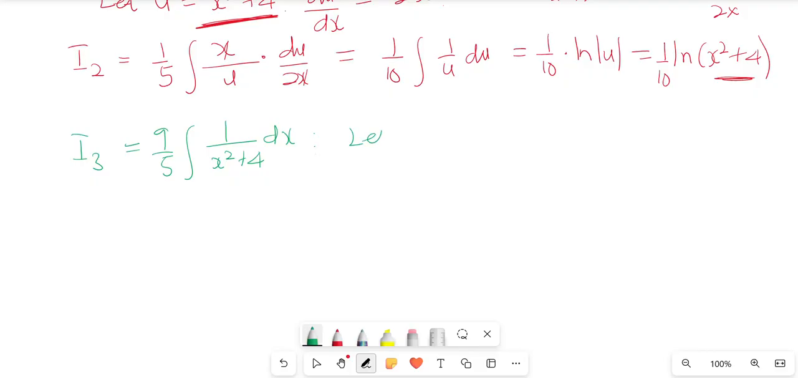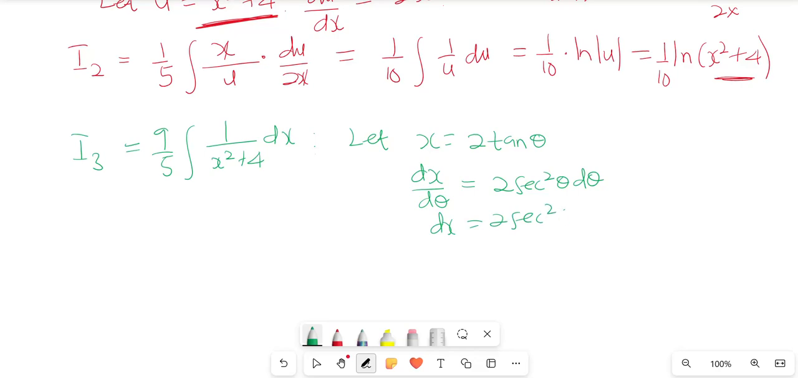So we can let x be equal to 2 tan theta. Then dx over d theta should be equal to 2 secant squared theta. So what is the value of dx now? Dx should be equal to 2 secant squared theta d theta. So wherever we see dx, we can plug in this. So we can take everything from the x world into the theta world.